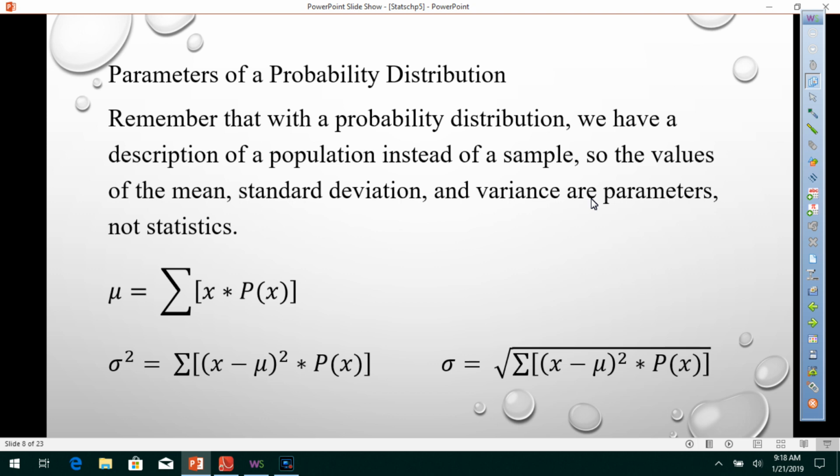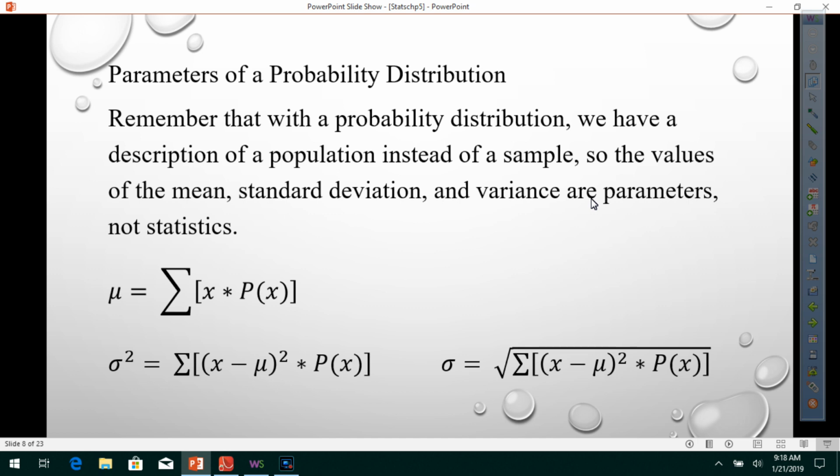Parameters of a probability distribution. Remember that with a probability distribution, we have a description of a population instead of a sample. So the values of the mean, the standard deviation, and variance are parameters, not statistics. Statistics are for samples. Okay.